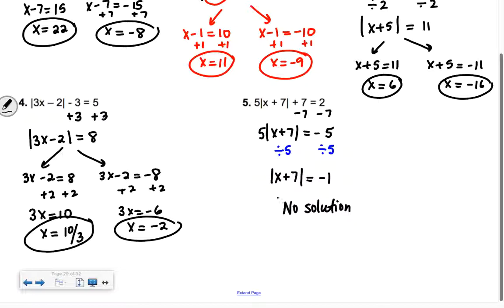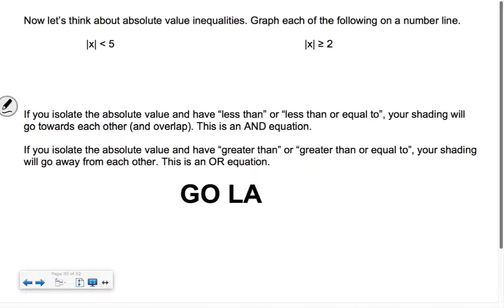Are you kind of remembering this from the other day? I know it's been a long fall break between. All right, so those are the absolute value equations. Do we feel pretty good with equations? Yeah, so let's do the inequalities. Inequalities are always going to have a number line, and we're going to write in interval notation at the end, okay? So it says, now let's think about absolute value inequalities.